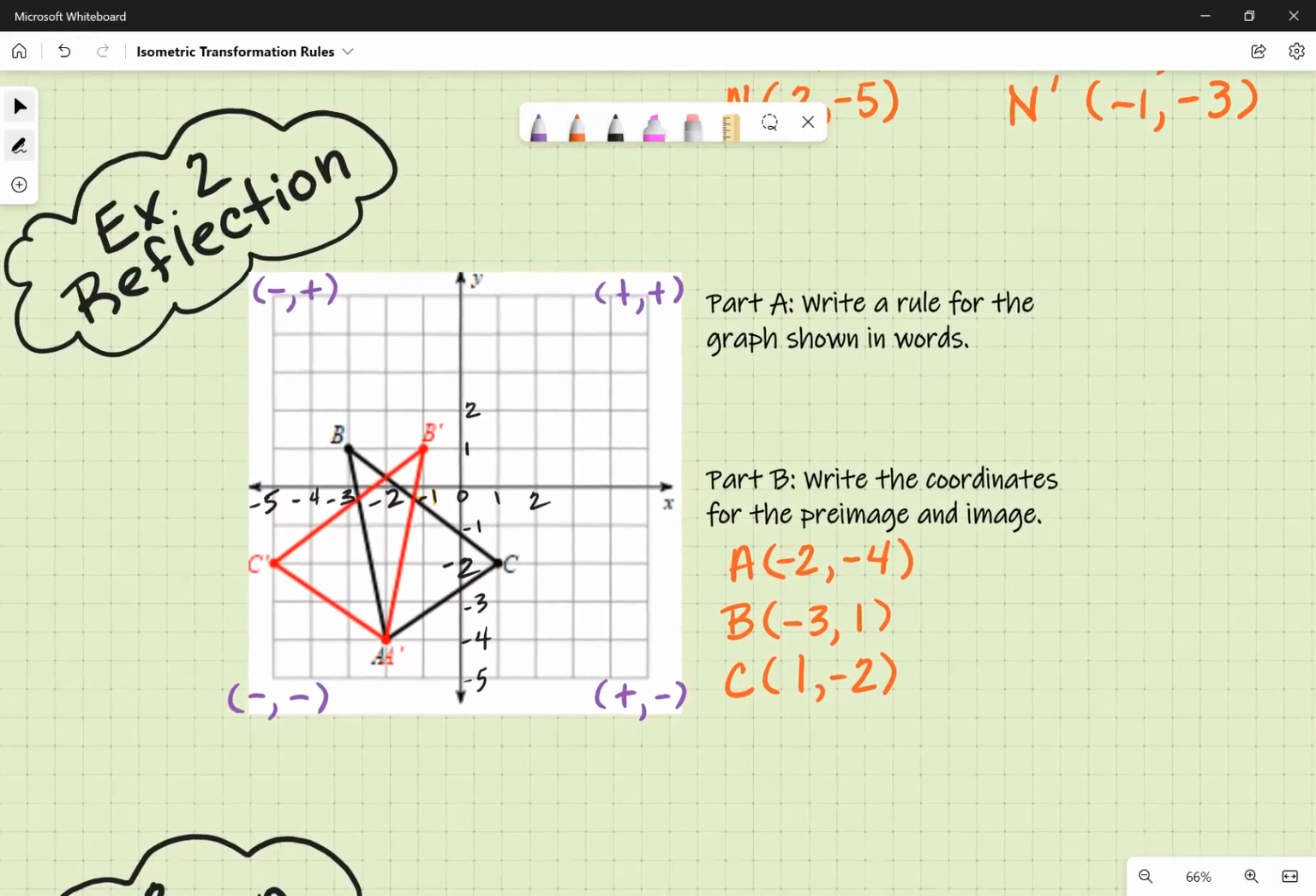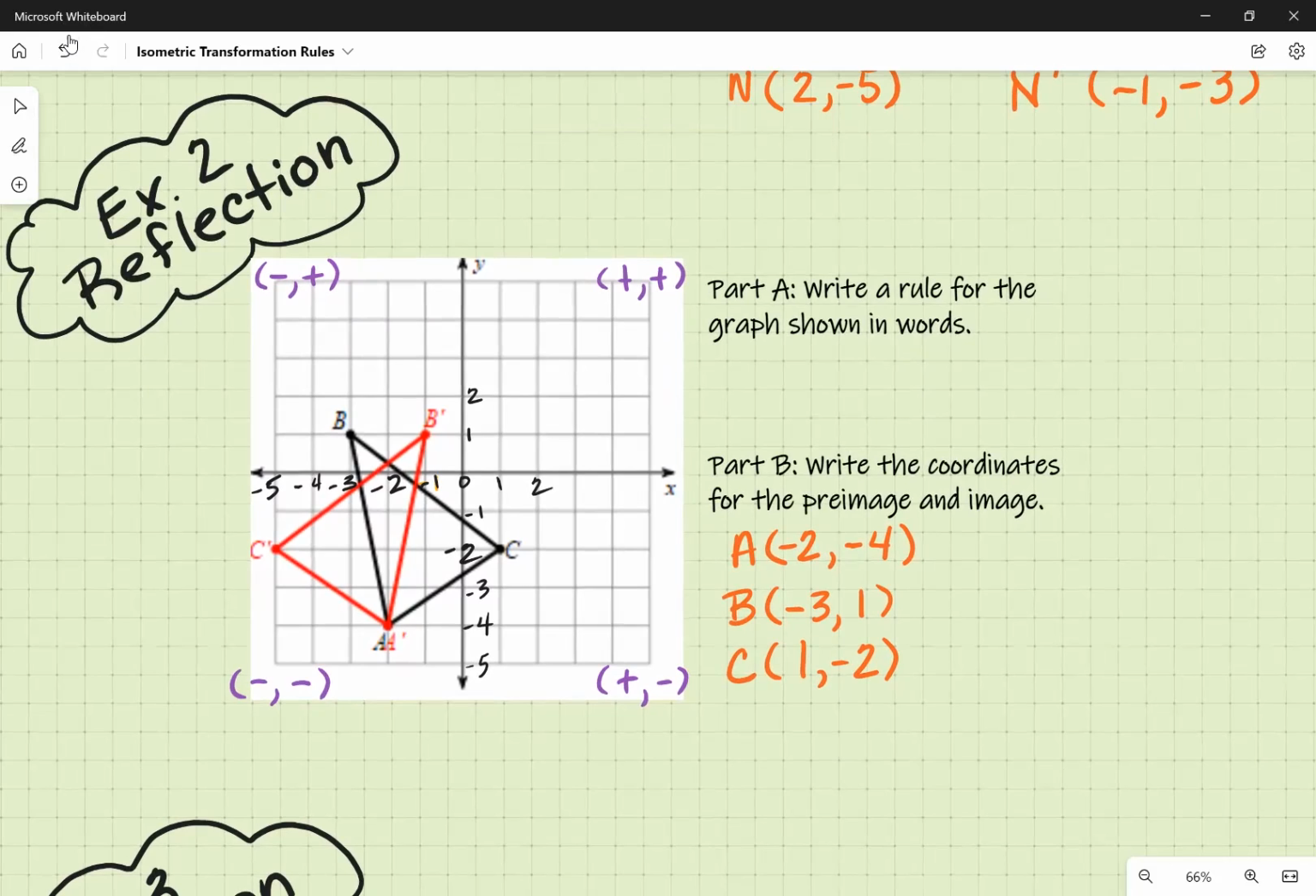Example 2 is a reflection. For the reflection, we're going to write a rule for the graph. Now, again, you could check to see whether or not it was a translation, but we already know it's not. And how would I know it is? Every point would have to have the exact same rule. So for B, I moved over to the right 2. C, I can tell I did not move over to the right, so there's no way it's going to be a translation. So I can just move on to my other options, which would either be reflection or rotation. But I already told you it's reflection.